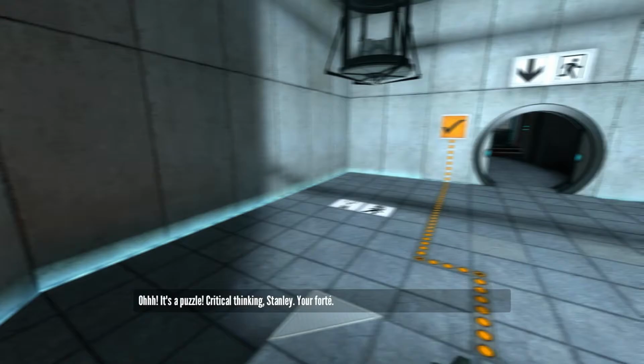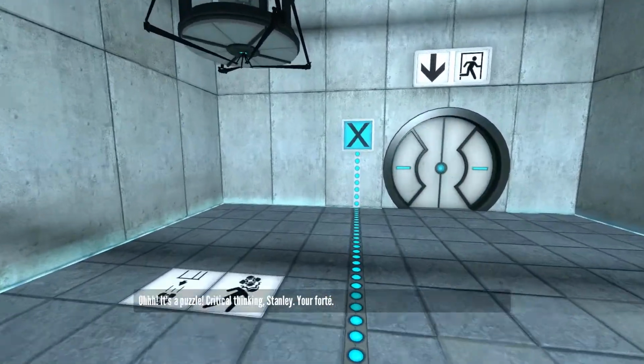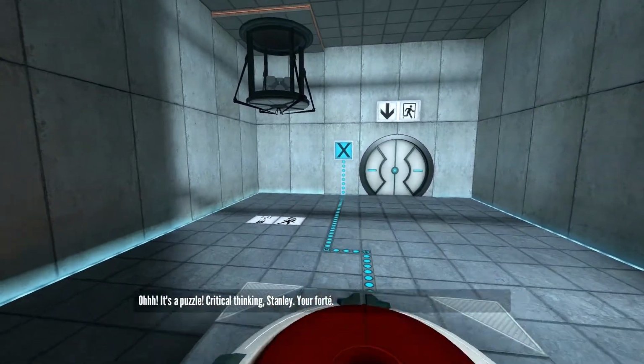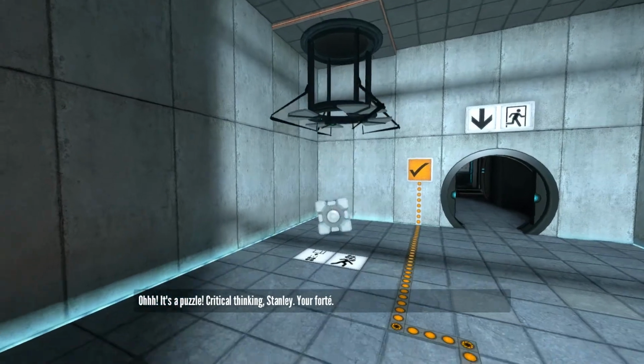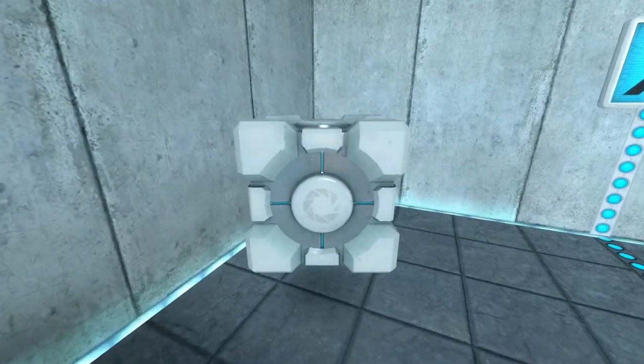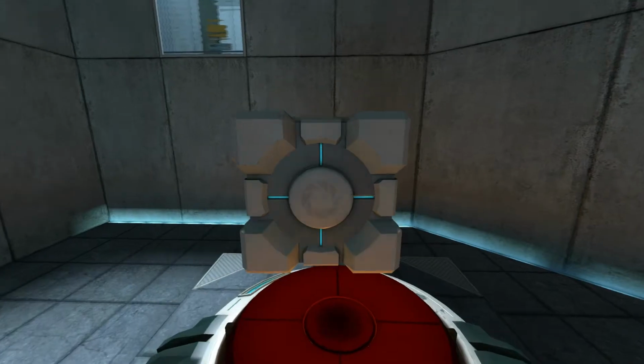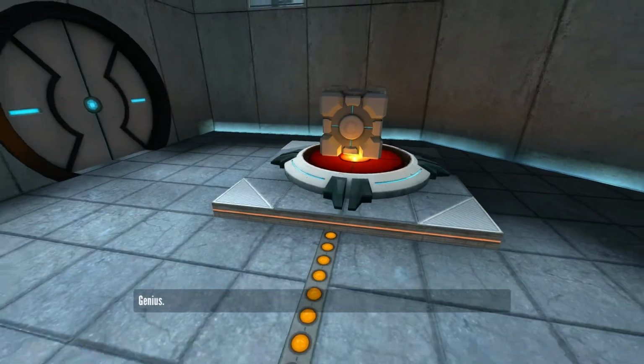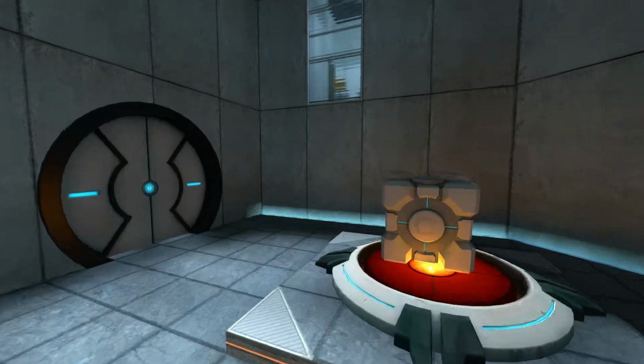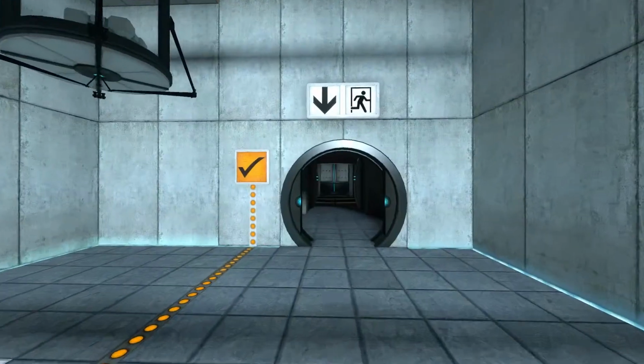Oh, it's a puzzle. Critical thinking, Stanley. Give me the cube. Your forte. Oh, we can't pick stuff up now. Genius. But that doesn't count as a Stanley Parable. That counts as Portal.